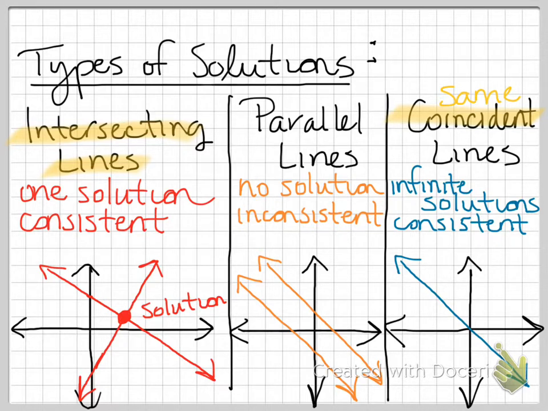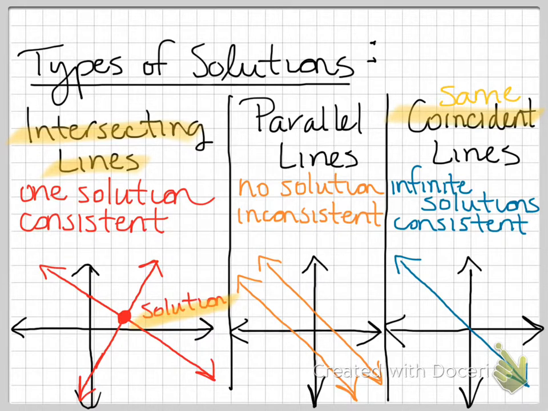1 point, right? Because they're straight lines, so they could only cross at 1 point. If they cross at 1 point, then there is one solution. And the solution is the point where they cross. Okay? And then this would be called a consistent system, a consistent system because it has at least one solution.